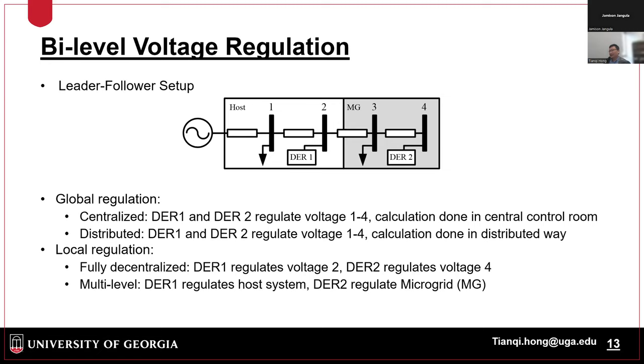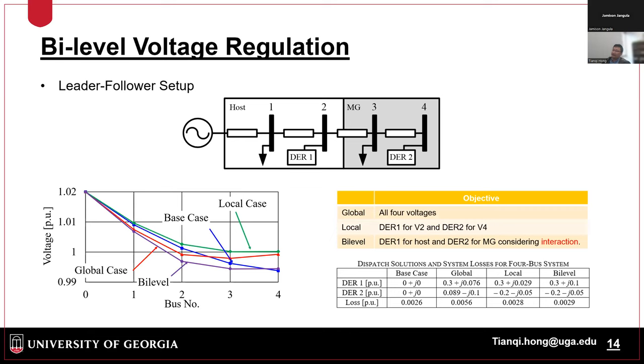And in the multi-level one, which means a bi-level voltage regulation setup, DR1 tries to regulate the host system, which means bus 1 and bus 2, and DR2 regulates the microgrid. DR1 also needs to consider the interaction between the host system and the microgrid. Now the question is whether these four different setups result in different voltage profiles and dispatch solutions. So here is the answer to the previous question. Yes, for different problem setups, the results and the dispatch solutions are different.